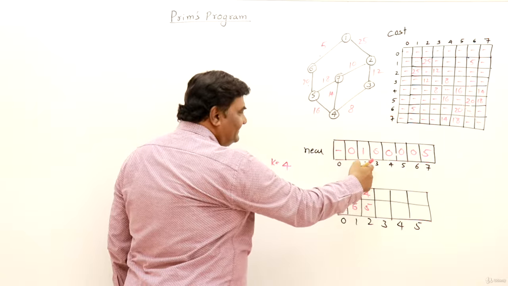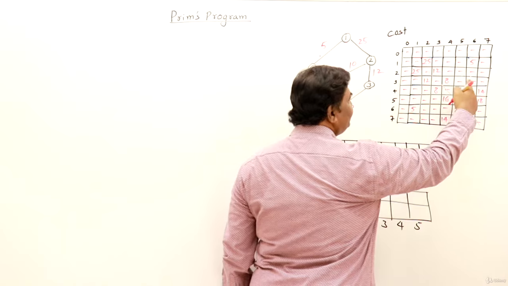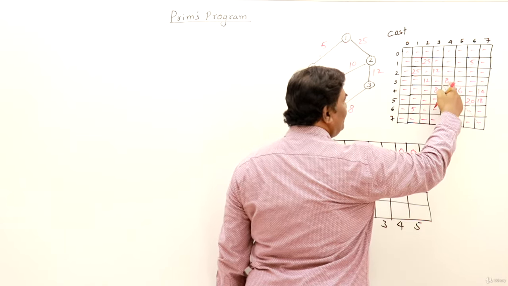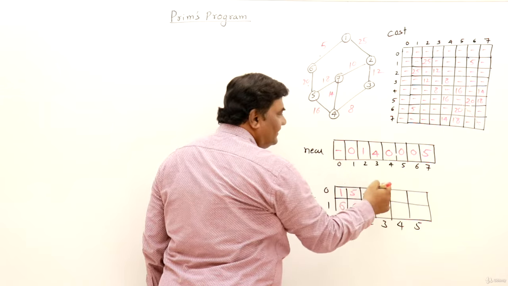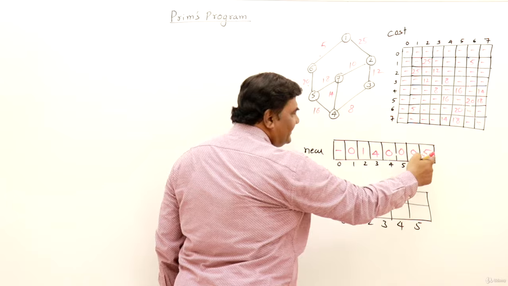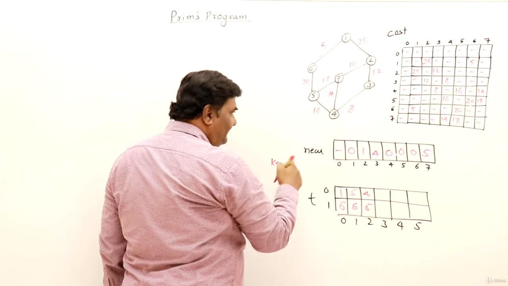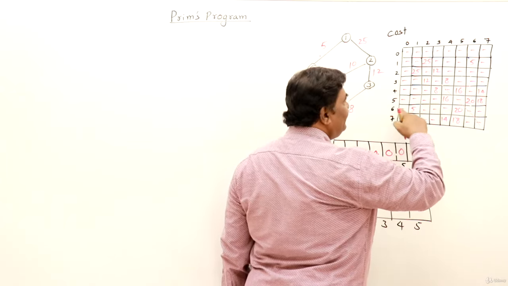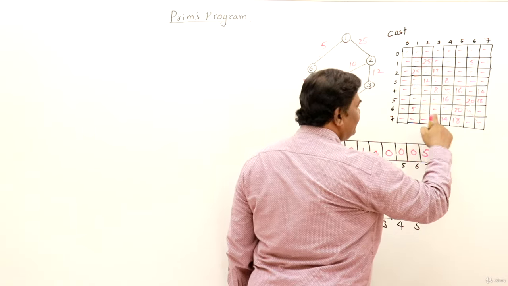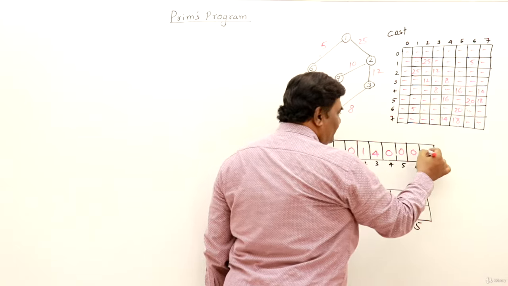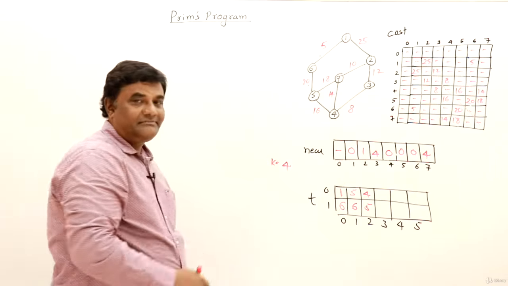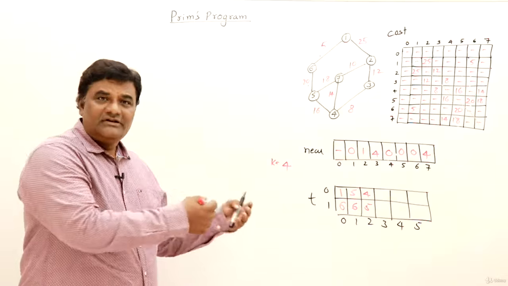Then 3 to 6 and 3 to 4. So 3 to 6 is infinity. 3 to 4 is 8. Oh, this is nearer. So update this one. Then 4, 5, 6, you leave them. 7. 7 to 5 and 7 to 4. 7 to 5 is 18. 7 to 4 is 14. So it's nearer to 4. Second step completed. Now I will do it quickly.